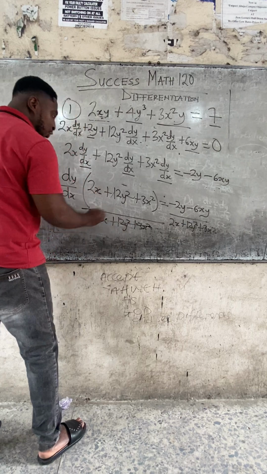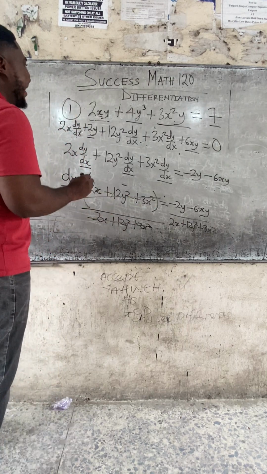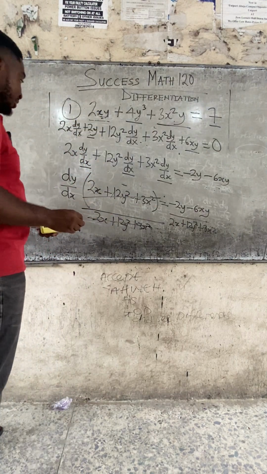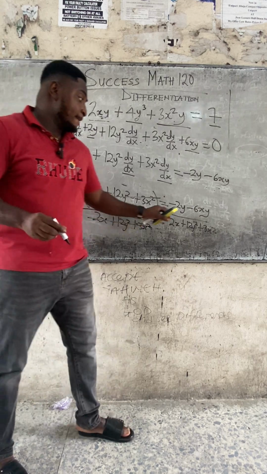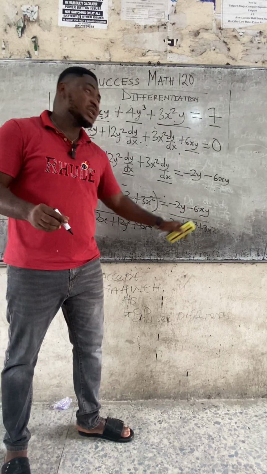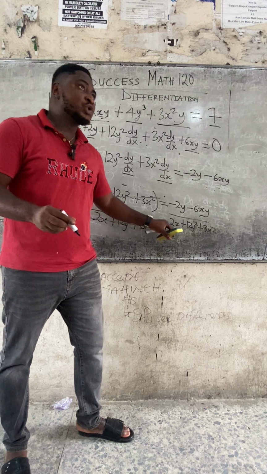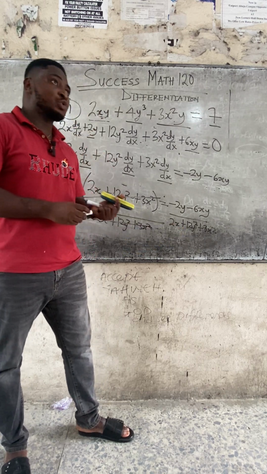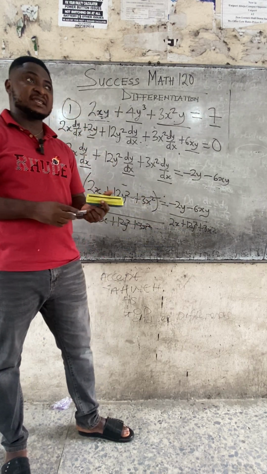So this cancels this. So that is my final answer, my final derivative of this question, dy/dx equals to what? Minus 2y minus 6xy all over 2x plus 12y squared plus 3x squared.